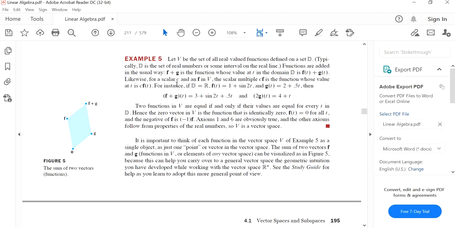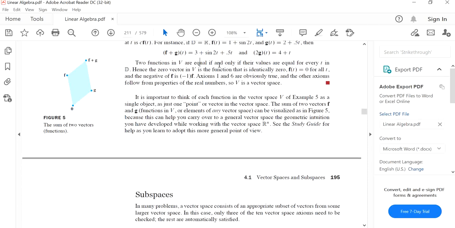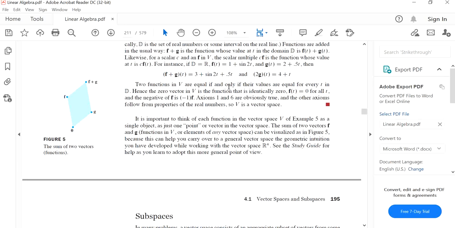For instance, if D is R, so the domain of the functions is the entire real number system, and you define the function f of t to be 1 plus sine 2t and g of t to be 2 plus 0.5t, then you can simply add them or scale them like this. Two functions in V are equal if and only if their values are equal for all t in D. Hence the zero vector in V is the function that is identically 0. f of t is 0 for all t, and the negative of f is minus f.